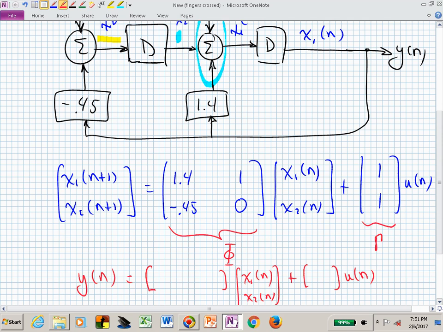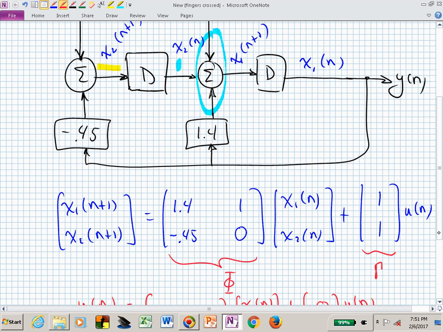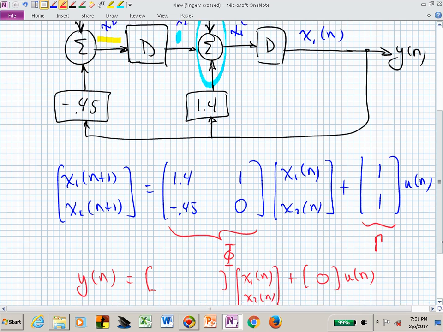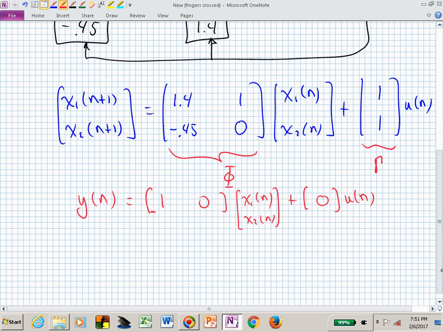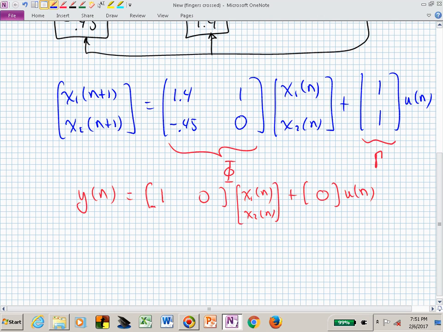Does y of n have a direct connection from u of n? Does the input directly come in to make y of n? No. So there's nothing in the direct feed-through matrix. How do I express y of n in terms of x1 of n and x sub 2 of n? It's just x sub 1 of n and no x sub 2. And this now gives me my output matrix H and my direct feed-through matrix J.